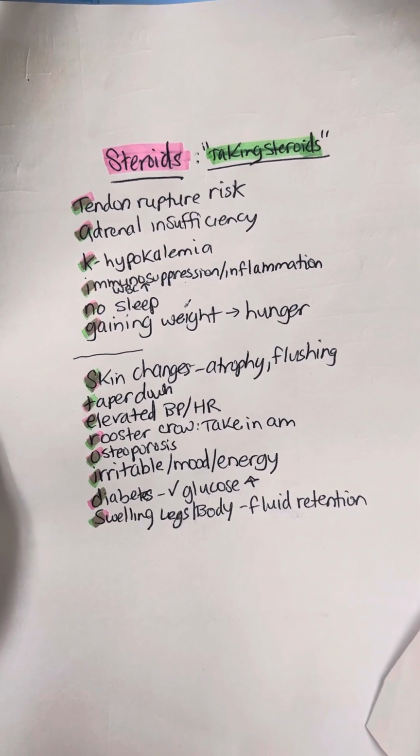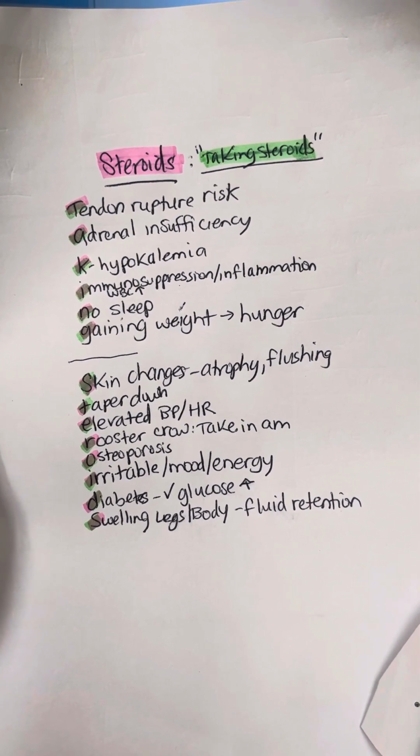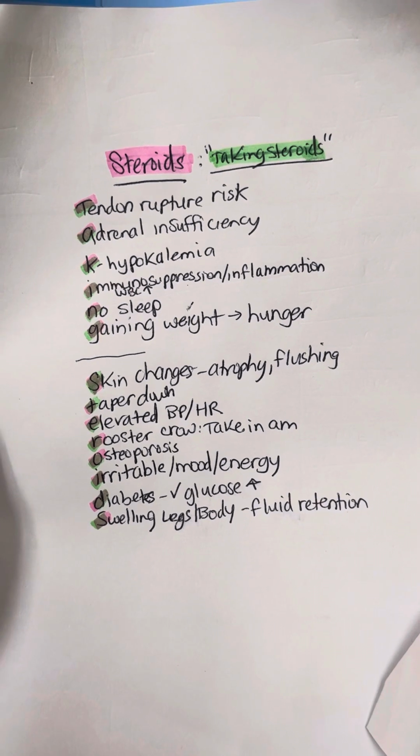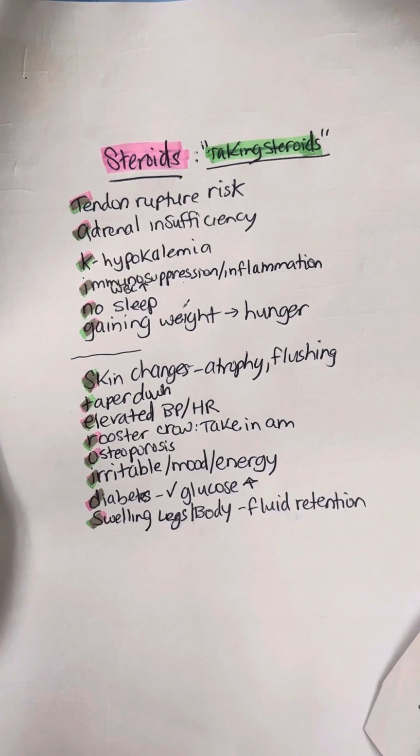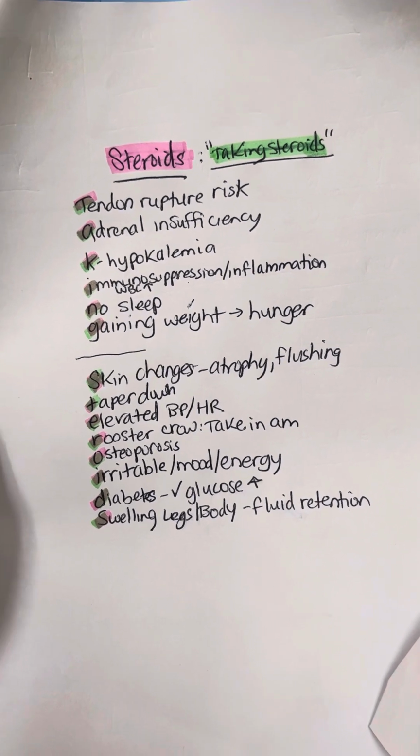S for skin changes. It can cause atrophy, flushing, and also thinning of the skin. T for taper down. Typically when the individual's on a longer course or a bigger dose of the medication, they need to taper down slowly.